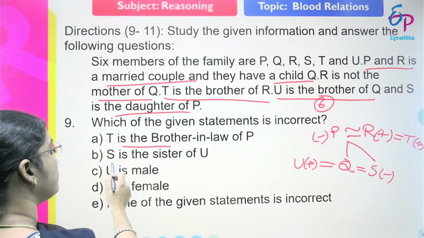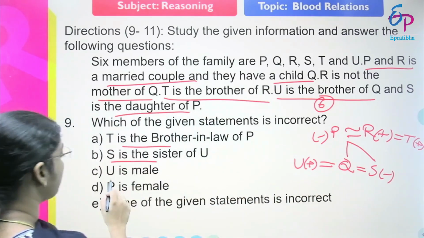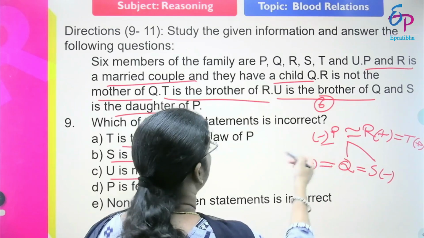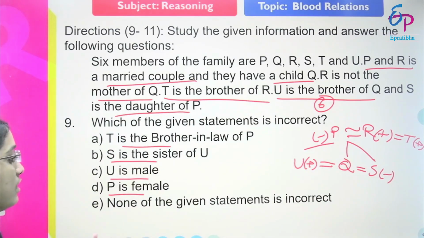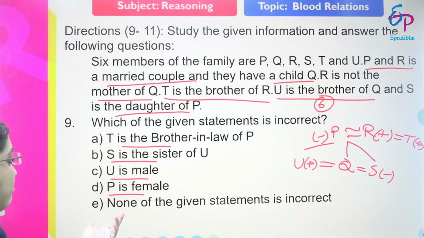S's gender is female, that is also a correct statement. Then U is a male. Yes, U is male, that is also a correct statement. And the next one, P is a female. Yes, P is a female, that is also a correct statement. And none of the given statements is incorrect. So we are not taking that, right?